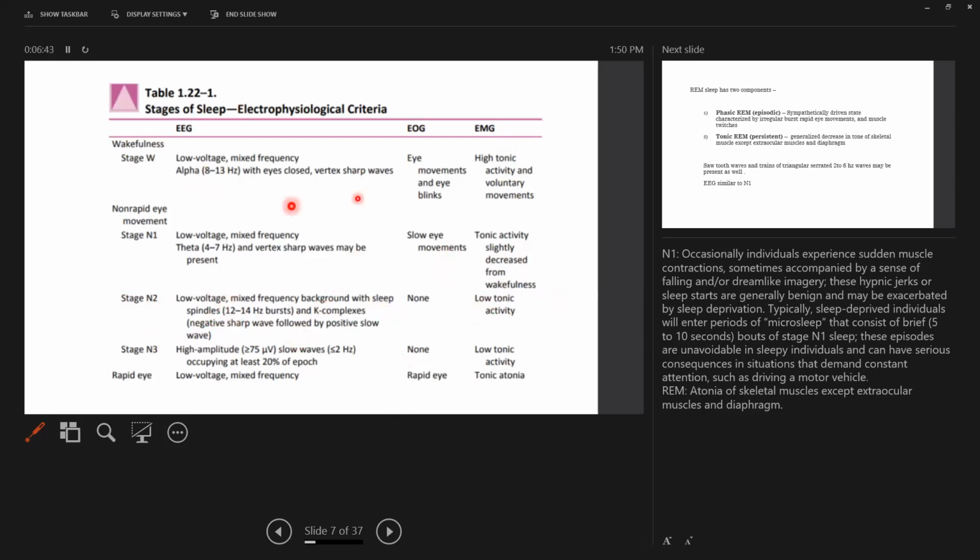We'll see it further in the next slide. Then in stage 3, we have the slow wave sleep, that is the delta sleep. Then in REM sleep, there are rapid eye movements, bursts of eye movements. But in electromyography, there is atonia. So basically in REM sleep, there is total atonia of skeletal muscles except for extraocular muscles and diaphragm. So REM sleep is characterized by atonia of other muscles and rapid eye movements.